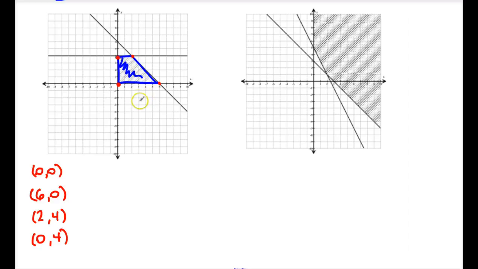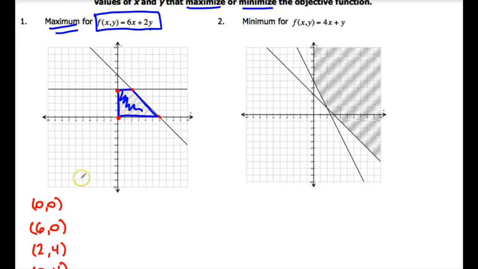Now what we're going to do is plug each of these x, y values, each of these points, into our objective function. So we're going to plug in (0, 0) to the function 6x plus 2y, and then (6, 0), etc., and see what values we get as an output. First of all, I'm going to find what f of (0, 0) is.